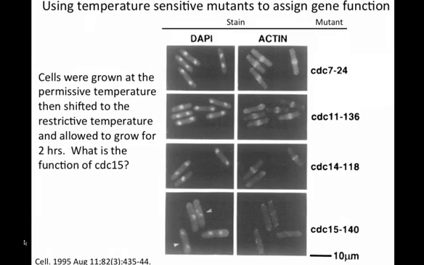So the mutation results in a lack of reorganization of actin into the contractile ring. A lack of recruitment of actin to the plane where the contractile ring will form. So you have to think backwards in a way, right?